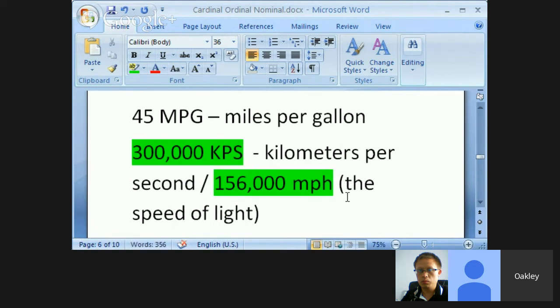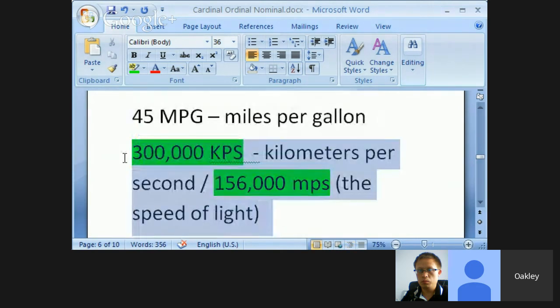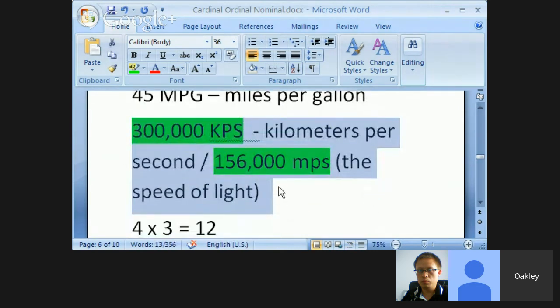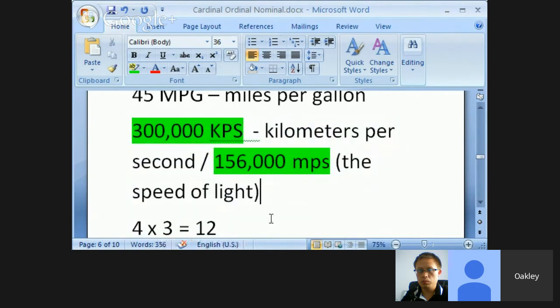Not miles per hour, miles per second. I'm sorry. Miles per second. All right. Kilometers per second. This is, in fact, the speed of light. Supposedly, we cannot go faster than the speed of light, no matter what we do. This is as fast as you can go. You cannot go faster.